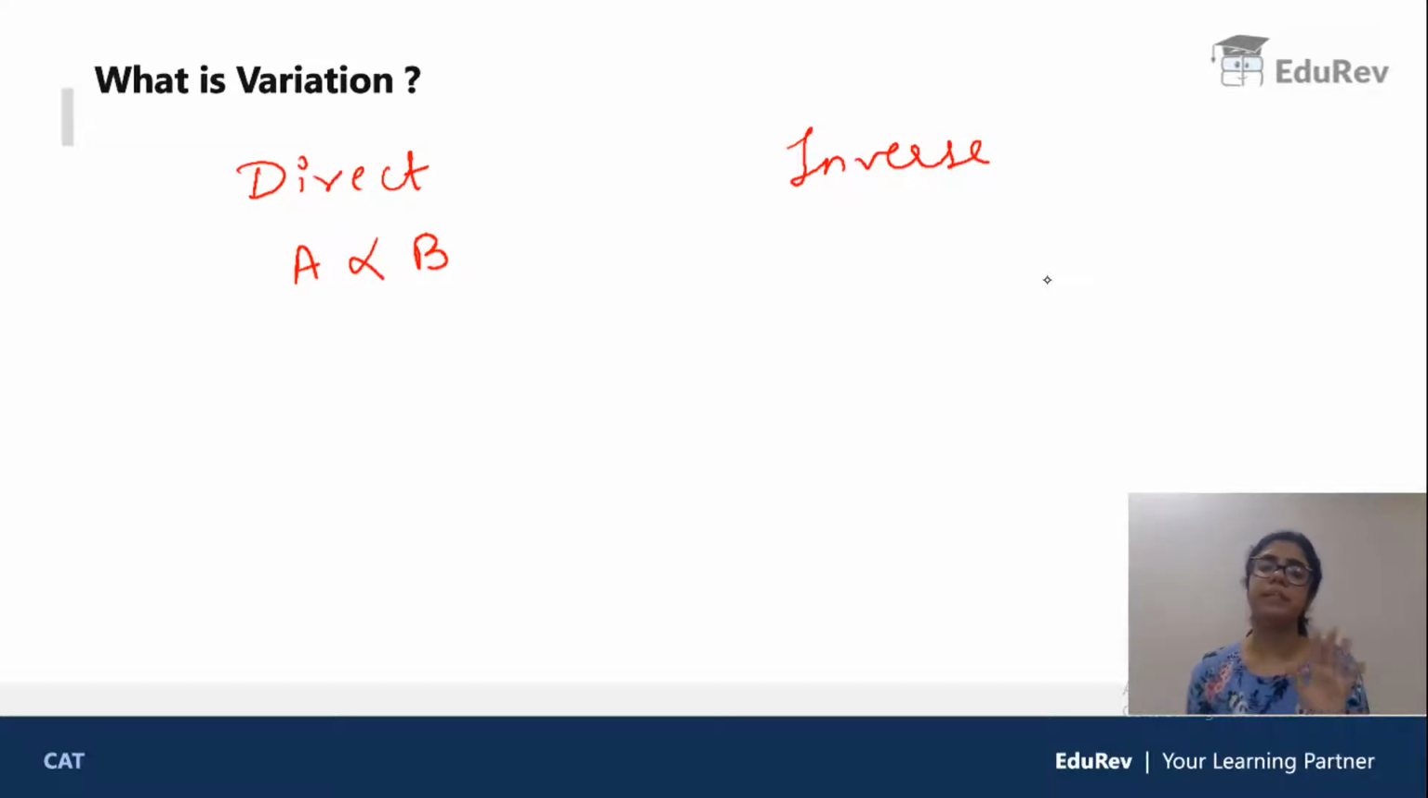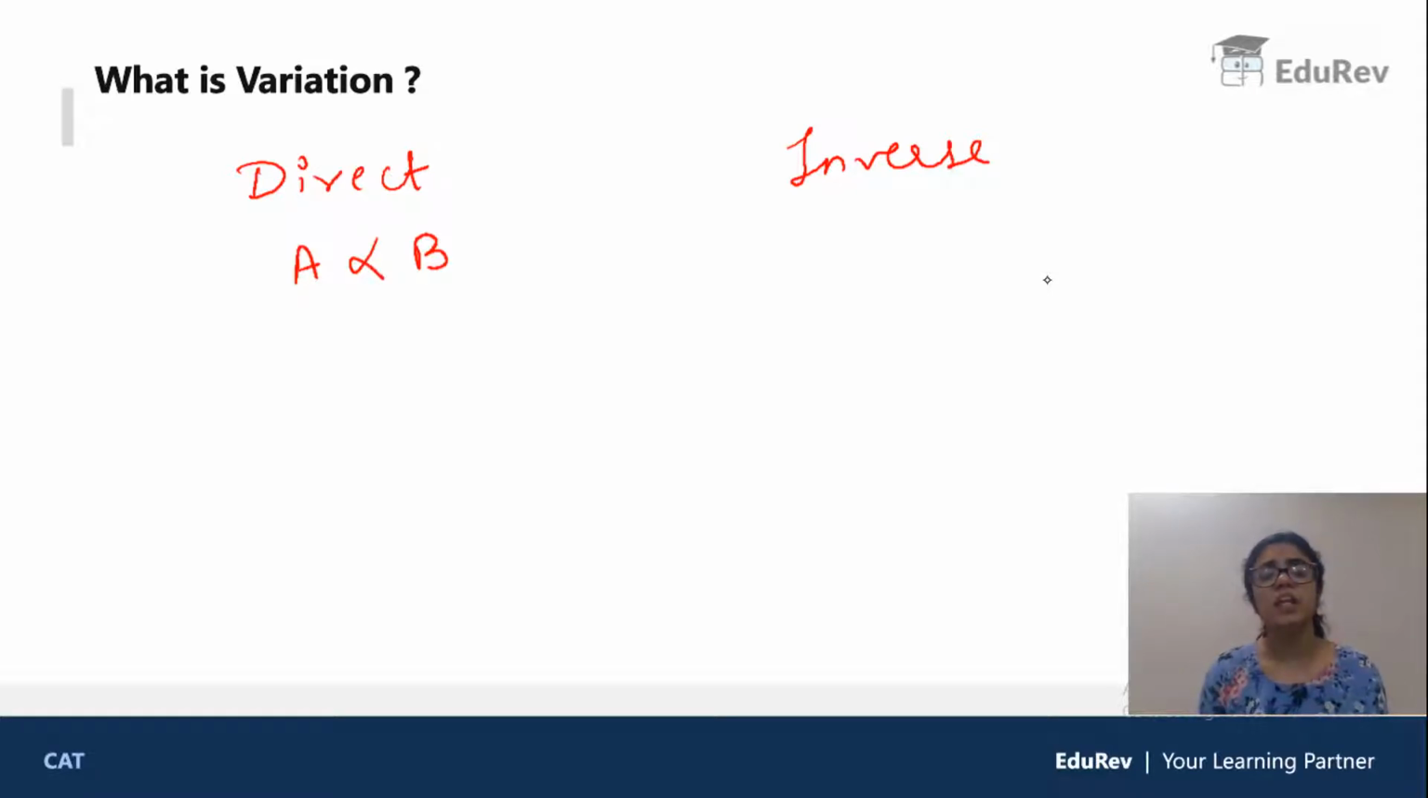For example, time and work. If my work increases, the time required to do the work will also increase. But if my work decreases, the time required to do the work will also decrease. That's a very simple example of direct variation.